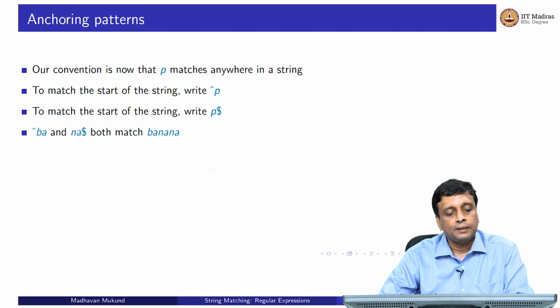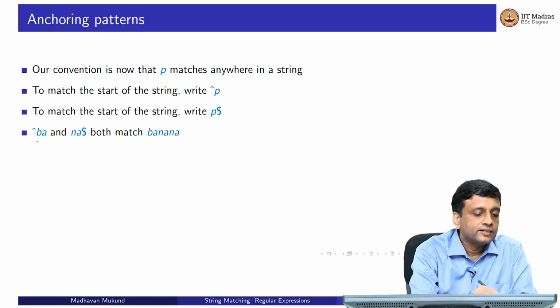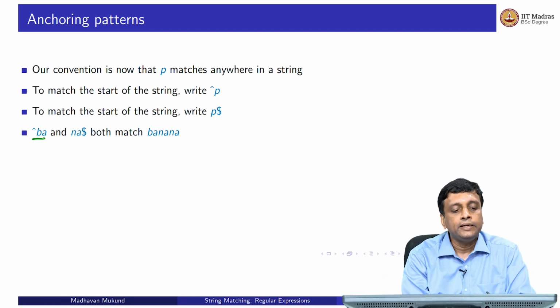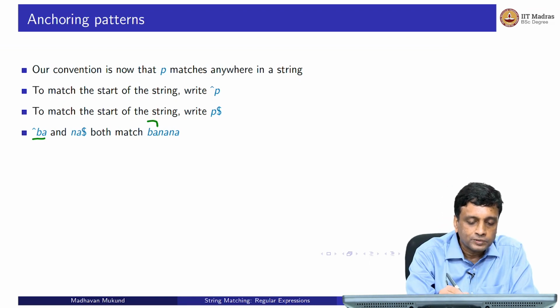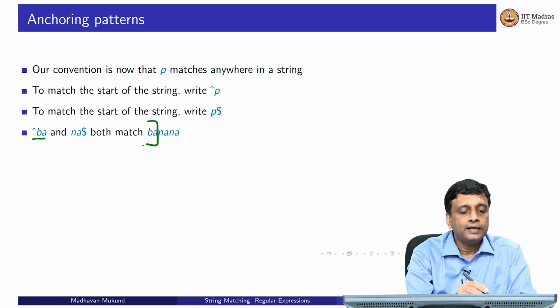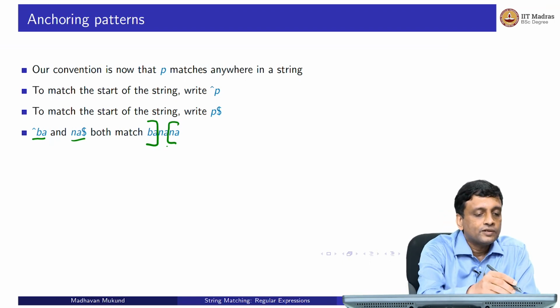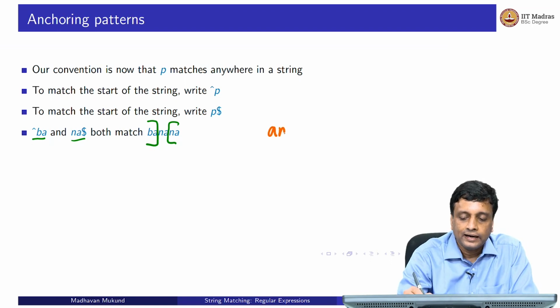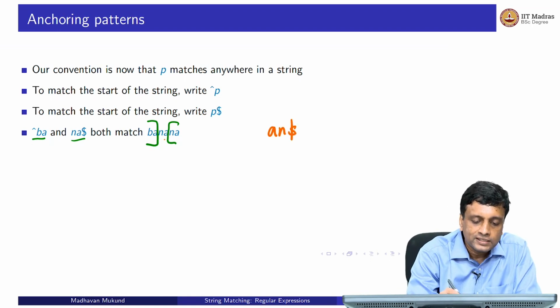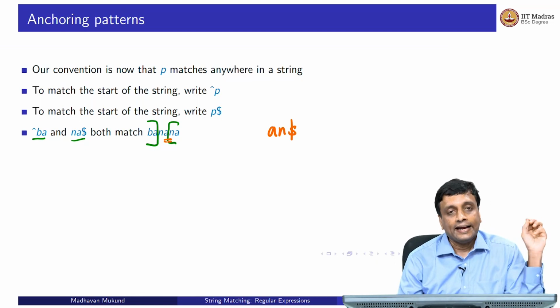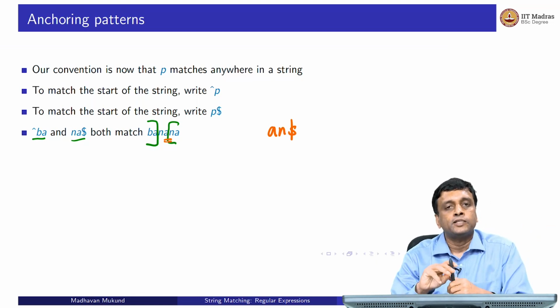If you look at an example, this pattern, B with a beginning anchor, matches banana because banana starts with BA. Similarly, NA with an end anchor matches this. Whereas if I said AN $, then though it matches as a substring, it does not match at the end of the string. So AN $ would not match banana.